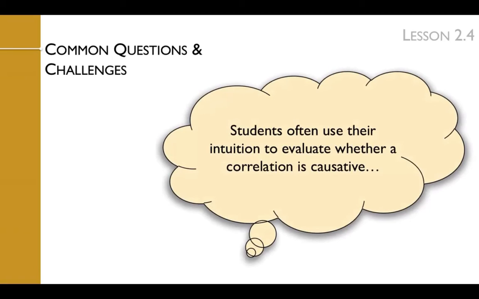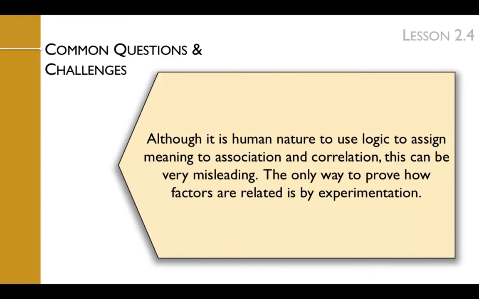Students often use their intuition to evaluate whether a correlation is causative. Although it is human nature to use logic to assign meaning to association and correlation, this can be very misleading. The only way to prove how factors are related is by experimentation.